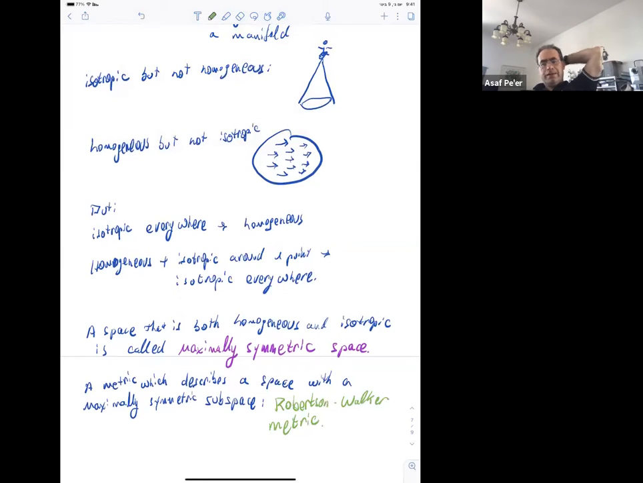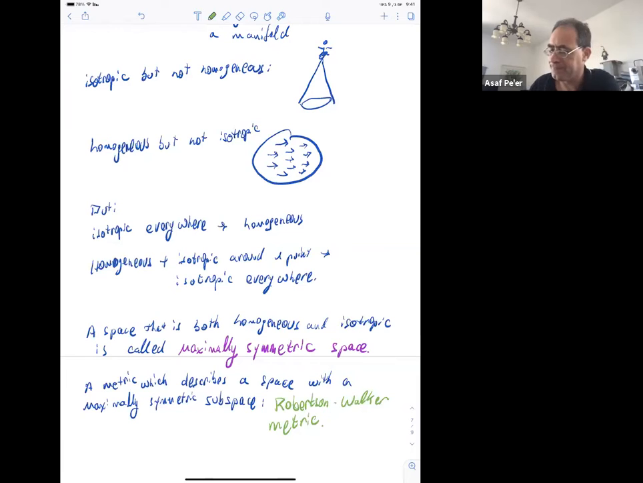Now, remember, this is a different metric than the Schwarzschild metric because it will describe the universe. Namely, it is not a vacuum solution to Einstein's equation. It is a solution to Einstein's equation with matter in the universe, under the assumption that the spatial part of the metric is homogeneous and isotropic. So don't get confused by that and the Schwarzschild metric.